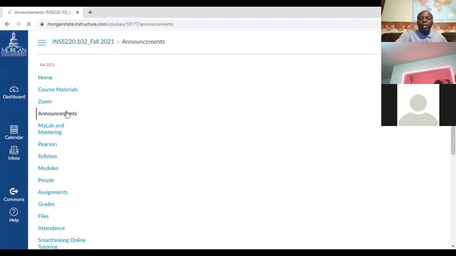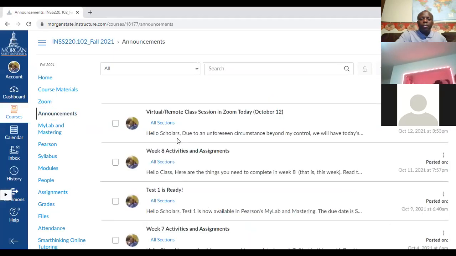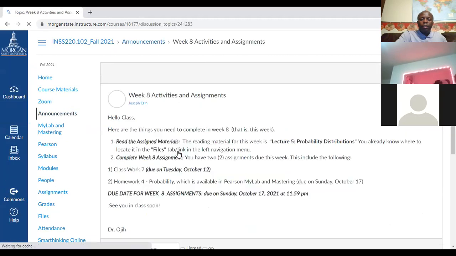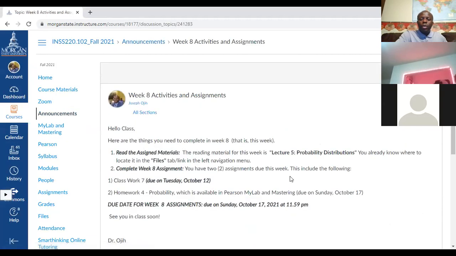Now, before we start, I want to show you what we have this week. This is week 8. You can see from here, week 8 activities and assignments. So we are on lecture 5, which is probability distributions. And then there's a week 8 assignment, which is classwork 7 for tonight, and homework 4, which will be on probability. If you remember, we finished probability last week. Now we are on probability distributions.